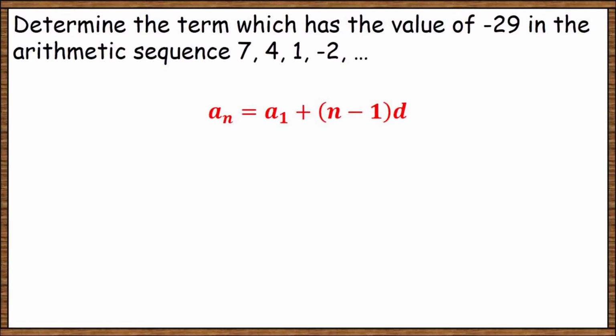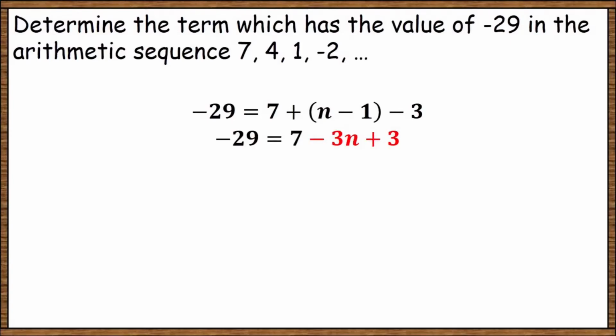Pwede na natin substitute ang given sa formula. Magiging, negative 29 is equal to 7 plus the quantity n minus 1 times negative 3. Pwede na tayo mag-compute. Using distributive properties sa the quantity n minus 1 times negative 3, magiging negative 29 is equal to 7 minus 3n plus 3. Combining like terms, magiging negative 29 is equal to 10 minus 3n.